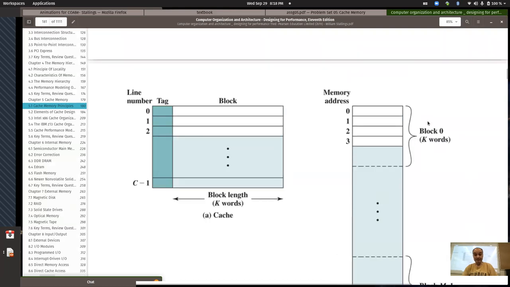So K could be 16 words or 64 words. I'm sure they talk about it in our chapter 5, but I was trying to think of what some typical line sizes are. These are also called lines, one block here, with a particular line number.